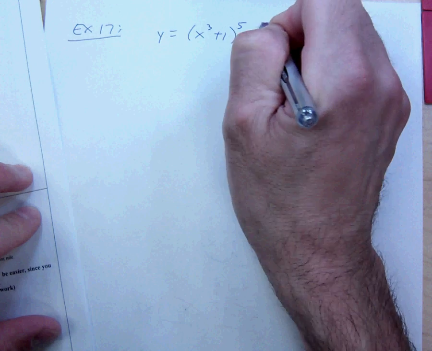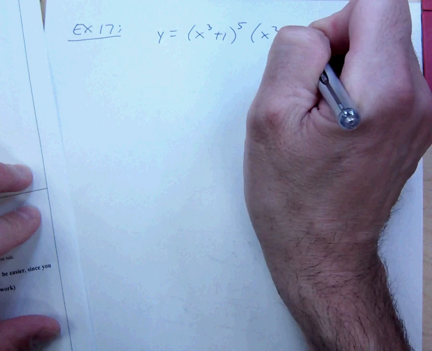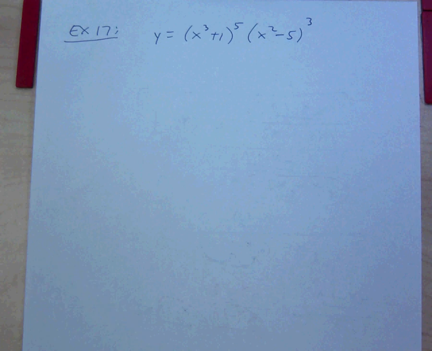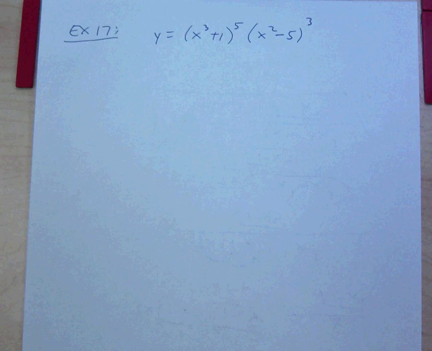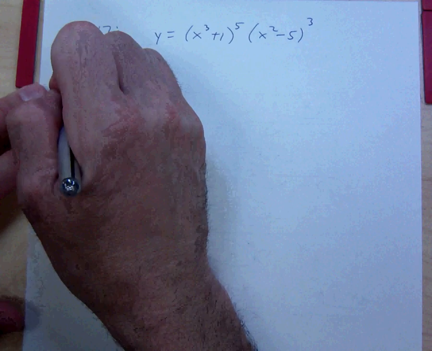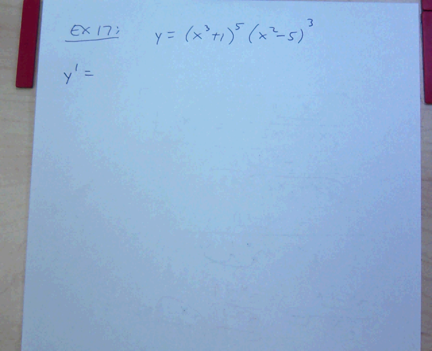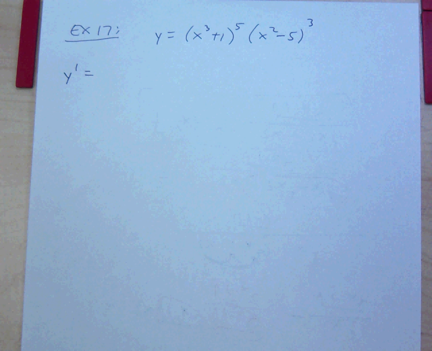Okay, what are we looking at? Big picture, guys. What are we looking at? We're looking at a product, right? So clearly we're going to have to use the product rule. But along the way, we've got some compositions that we're going to have to deal with, the chain rule, aren't we? Yes? Okay, so here it goes.